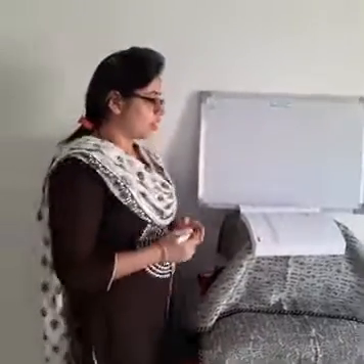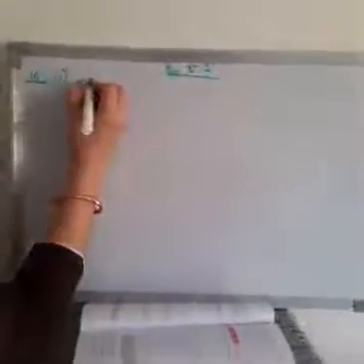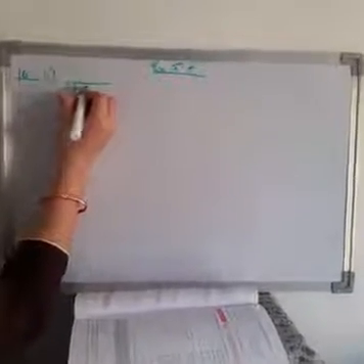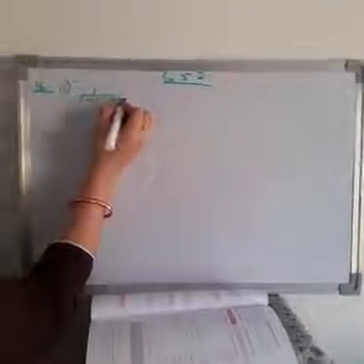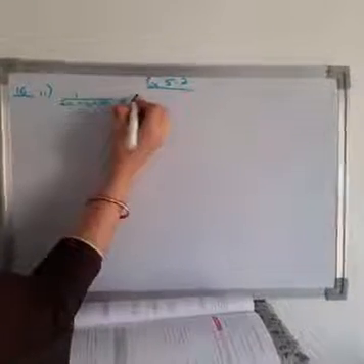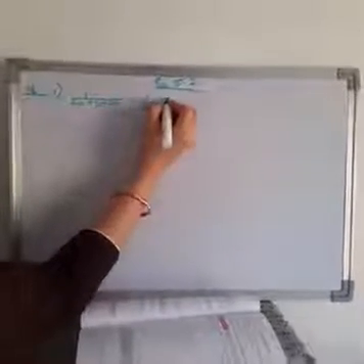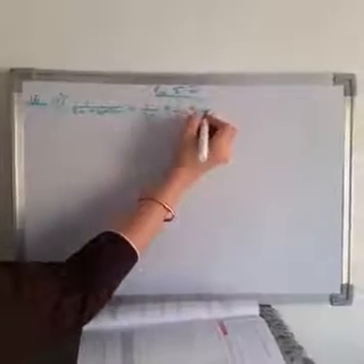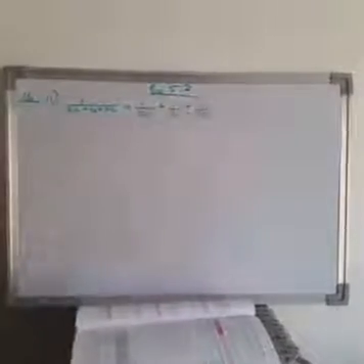So let's take question number 16 part 2, where it is given 1 upon 2a plus b plus 2x is equal to 1 upon 2a plus 1 upon b plus 1 upon 2x. Okay, so you have to solve the following by factorization.